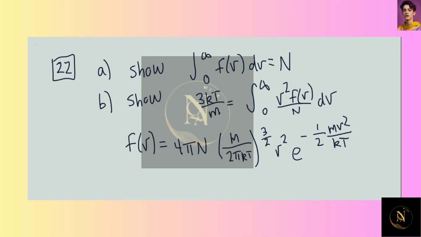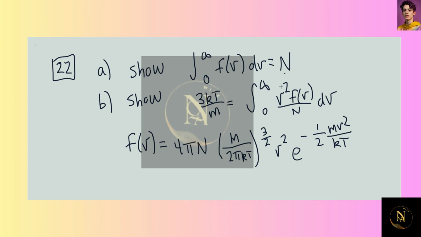Okay, in this problem, we are given the Maxwell distribution for speeds in an ideal gas at a certain temperature. And we were asked to prove two different things about this distribution. Specifically, in part A, if we integrate this distribution over all speeds, we end up with the total number of particles in the gas, big N, which should be given.